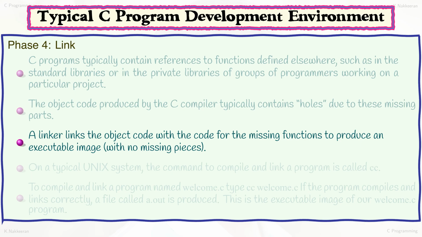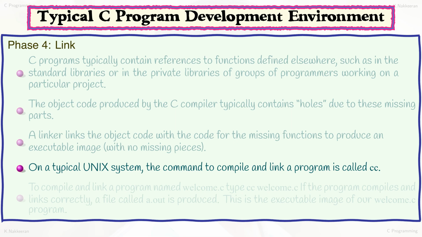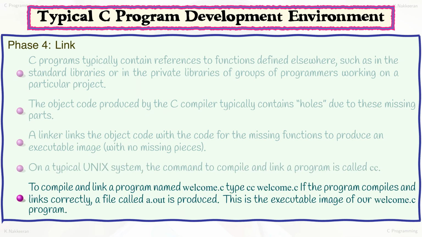On a typical Unix system, the command to compile and link a program is called cc. To compile and link a program named welcome.c, type cc welcome.c. If the program compiles and links correctly, a file called a.out is produced. This is the executable image of our welcome.c program.